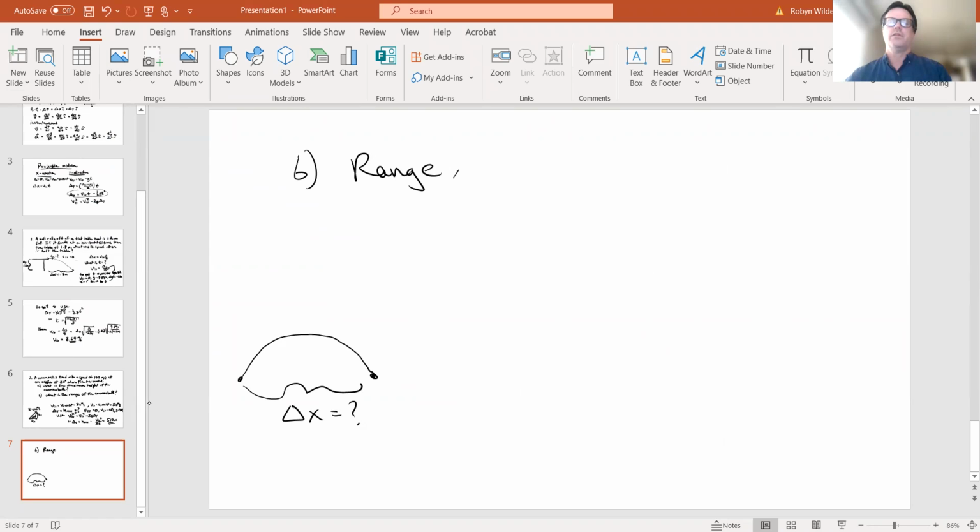And so what that tells me is my displacement is 0, actually, right? It's gone up and come back down to the same height. So its delta y is 0. Now, I shouldn't say its displacement is 0, because it does have a delta x. It has an x component of displacement. And in fact, that's what we're looking for.